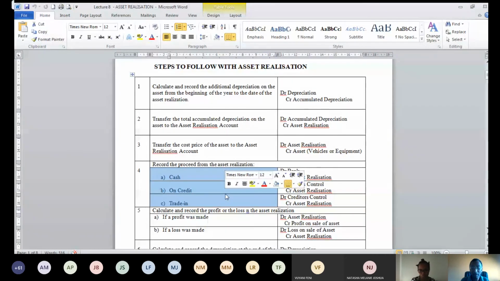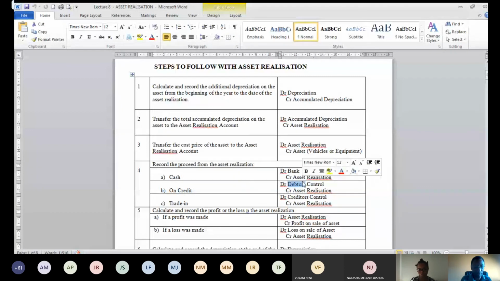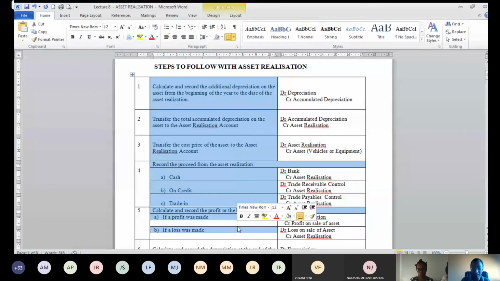You can either sell your asset for cash, which means that the bank account will be involved, or you can sell it on credit. Then you're going to work with your trade receivables control account. Remember, somebody that's owing you money. And if you trade it in, you work with your trade payables account. And in step number 5, you calculate to see whether the business has made a profit or a loss on the sale of this asset. And these are the 5 steps with asset realization.